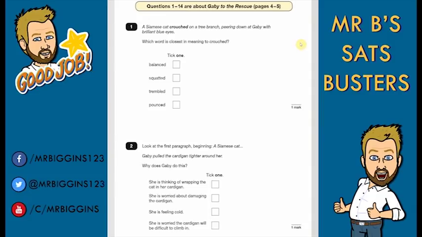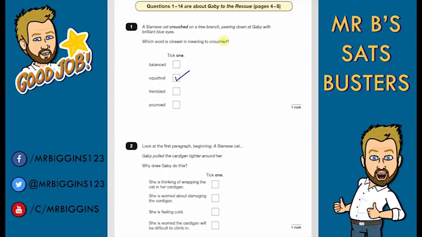Now this first question has a bit in italics right at the start: A Siamese cat crouched on a tree branch, peering down at Gabby with brilliant blue eyes. The reason it's in italics means that's exactly what it says in the actual story. We have to work out what word is closest in meaning to crouched. Now, crouched is very similar to squatted, so that's our answer.